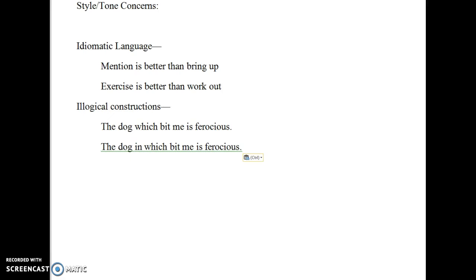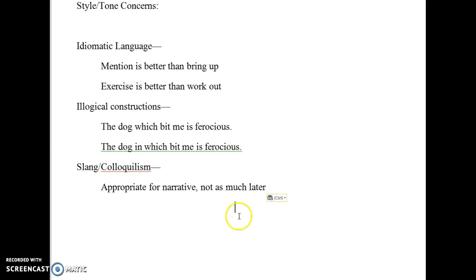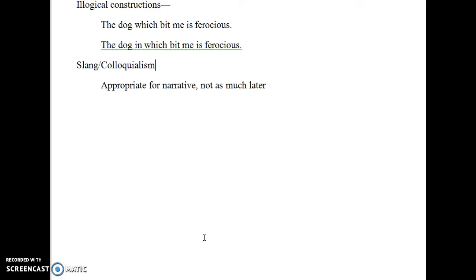Okay? Another concern that we want to pay attention to that they mentioned in the book was slang or colloquialism. Okay, or colloquialism. There you go. For this is what we talked about in that discussion question, as I mentioned. And the thing is, this is absolutely appropriate for a narrative. Not so much for a later essay, as we'll talk about. Once again, purpose, audience, concern. But you can definitely be a little bit less formal in your literacy narrative.